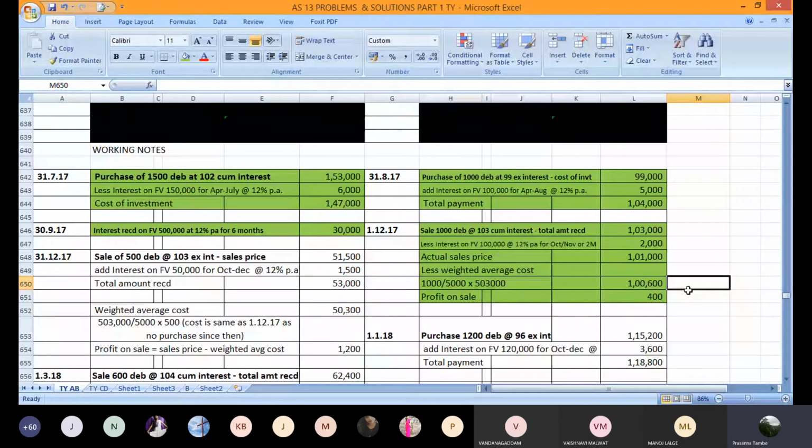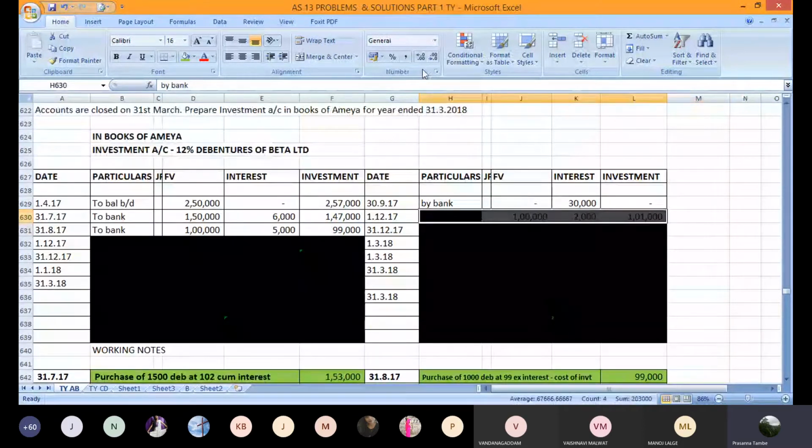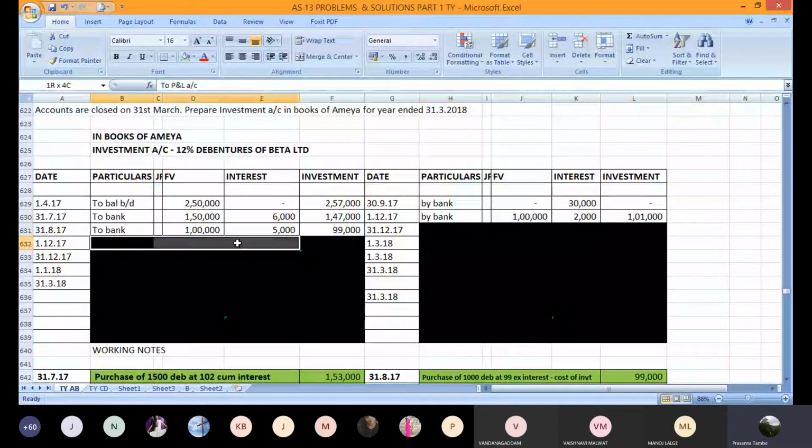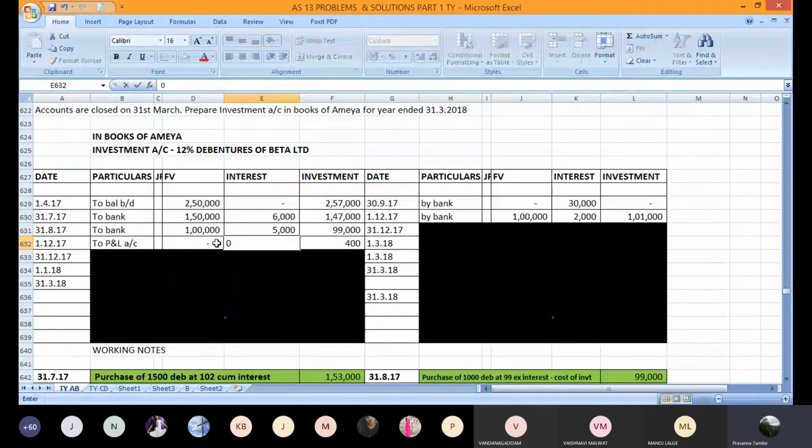So let us go to the ledger, and first December, let's pass the entry. This is the first entry for recording the sale, and this is the next entry for recording the transfer of profit. First entry is bank account debit, to interest 2,000, to investment 1,01,000, and in your face value column 1 lakh rupees will appear, and here on the debit side we'll have to post the entry for transfer of profit. The profit is 400 in this case, so the entry will be investment account debit to profit and loss account 400 rupees. Have you been able to understand these two entries?